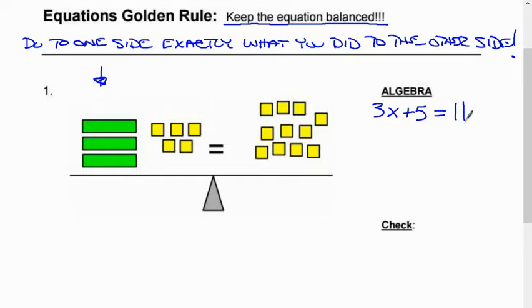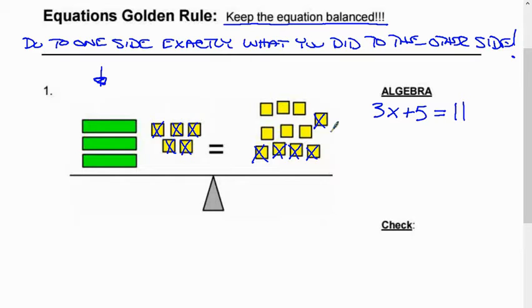Fortunately, on the right side, I can see that I have enough there to take away 5 yellow squares as well. So the first thing I'm going to do is cross out 5 yellow squares on the left. 1, 2, 3, 4, 5. And now I need to do the same thing on the right-hand side so that my equation will stay balanced. 1, 2, 3, 4, 5. I took away 5 yellow squares from each side.